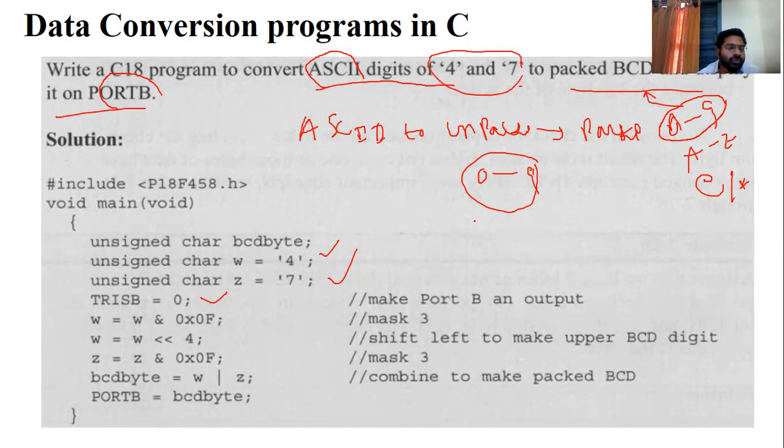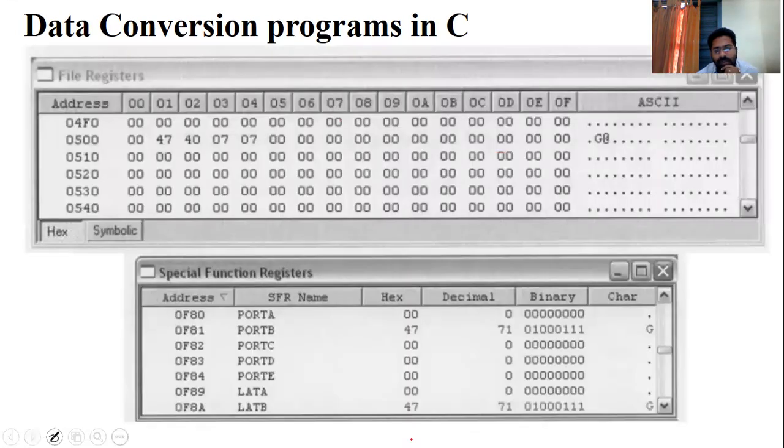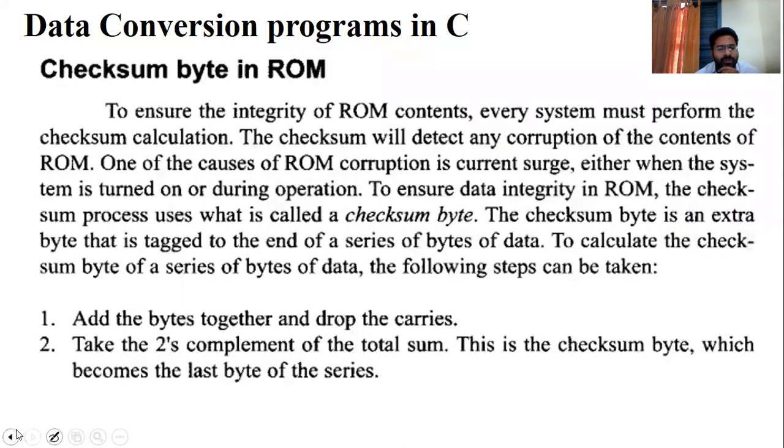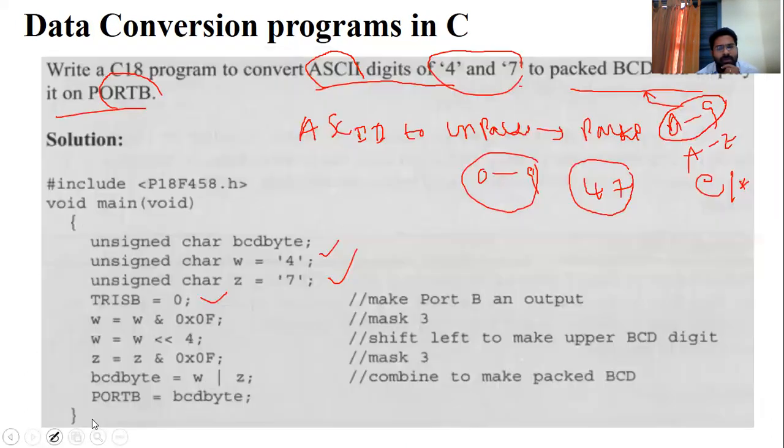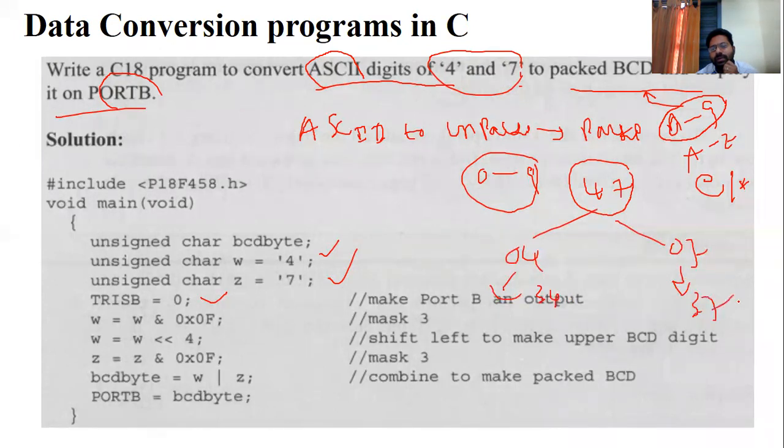Then you can convert this into packed format. What is the answer? You will get 47. I hope that answer is 47. Yes, it is 47. 4 and 7 are given separately, you can combine those two numbers and you will get 47. For unpacked format, it is 04 and 07. So the ASCII format is 34, 37.